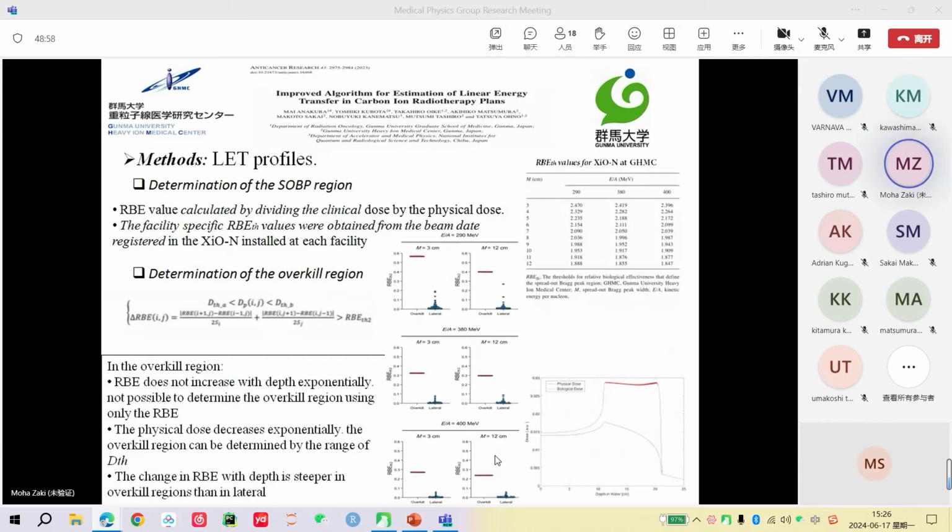From this, the change in RBE with depth is steeper in the overkill region, and it is unlikely to determine the overkill region using only RBE because it does not increase exponentially, and the change is very steep in the overkill region. Therefore, the overkill region can be determined by adding the range of the physical dose and the LET.